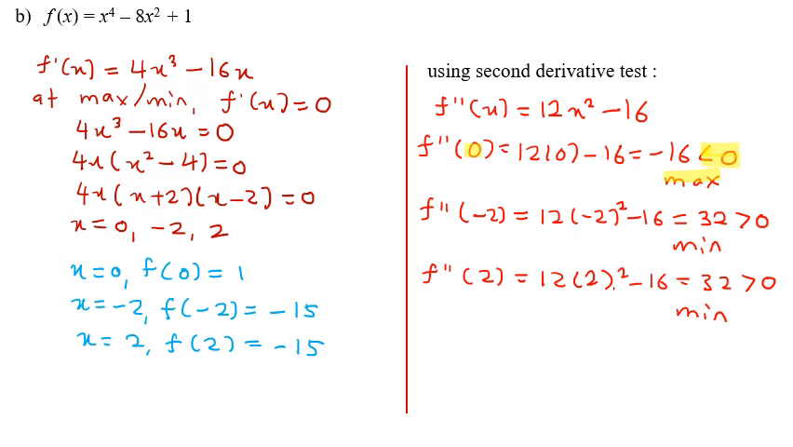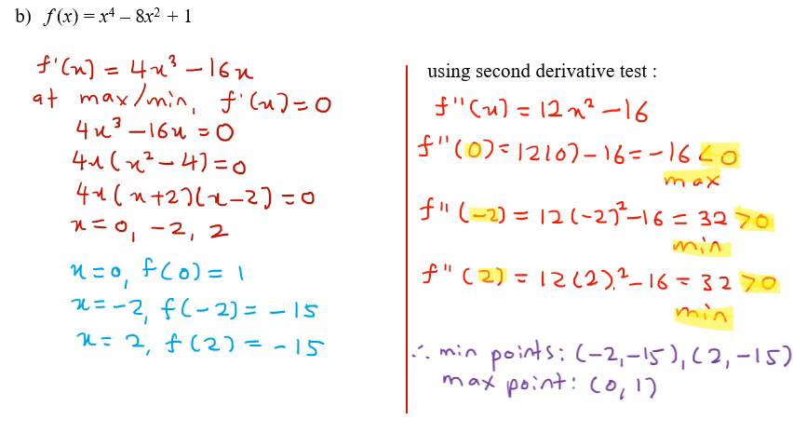Okay. And then next, when x is negative 2, we get 32. So 32, make sure you put greater than 0 and then write the conclusion, it is minimum. Then lastly, when x is 2, we get 32 also. So write down 32 is greater than 0 and we conclude that it is minimum. So with that, after we identify which one is maximum and minimum, we can write down the conclusion here. The minimum points are negative 2, negative 15, and also 2, negative 15, whereas the maximum point would be 0, 1.